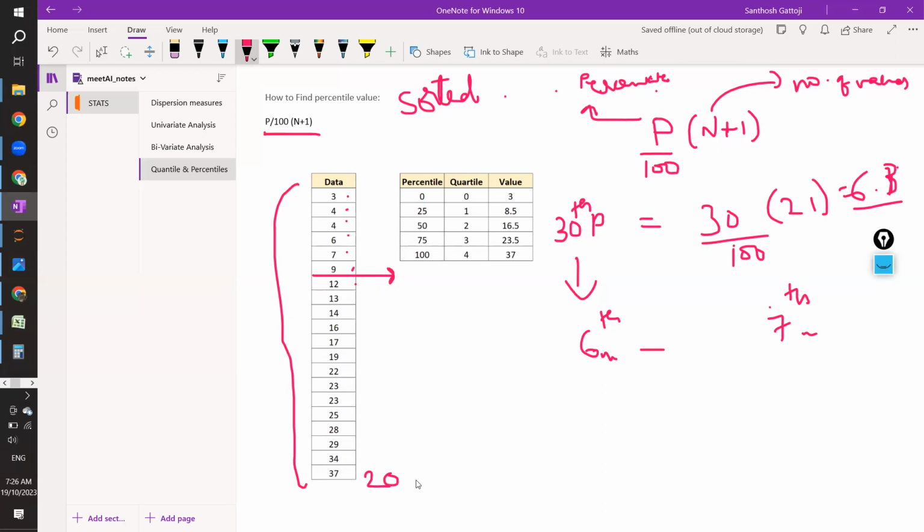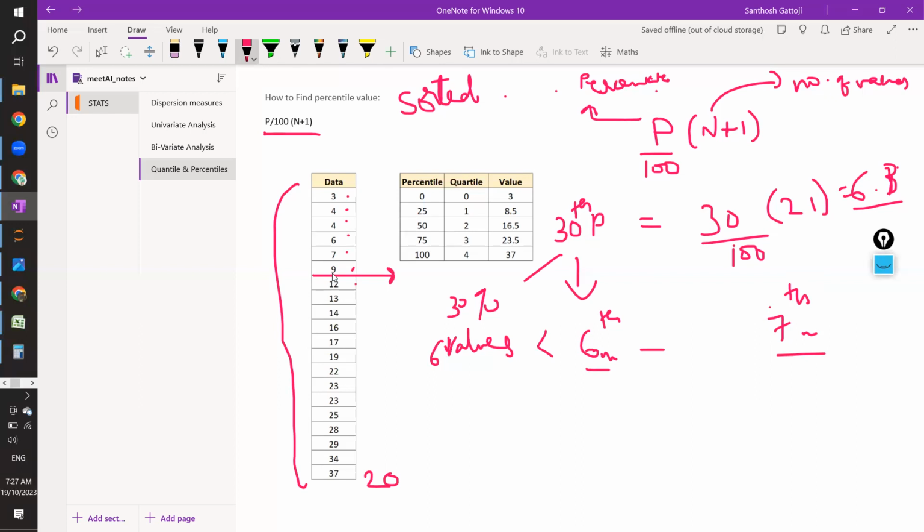Fine. So now what does the 30th percentile mean? 30% of the data. What is 30% of 20? 6. Okay, 30% of 20 means 6 values. 6 values should be less than what? What is the number you are going to get over here? This is the number between the 6th number and the 7th number in our example.